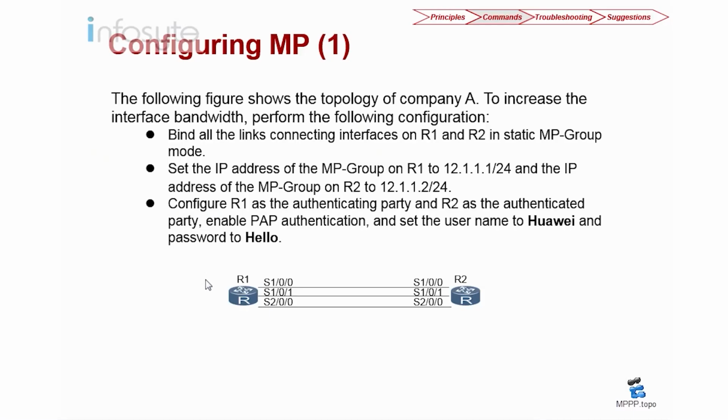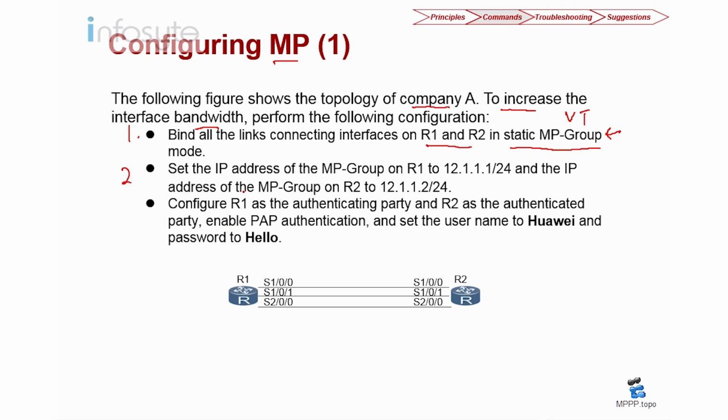Here we are going to look into configuring multi-link PPP. So we have company A here. Company A needs to increase the bandwidth, so you need to do the following. The first requirement is to bind all the links connecting interfaces on R1 and R2 in a static MP group. As I mentioned earlier in the previous slide, we have two ways to configure MP-PPP: either using the MP group or using the virtual template. The question requires us to use the MP group.